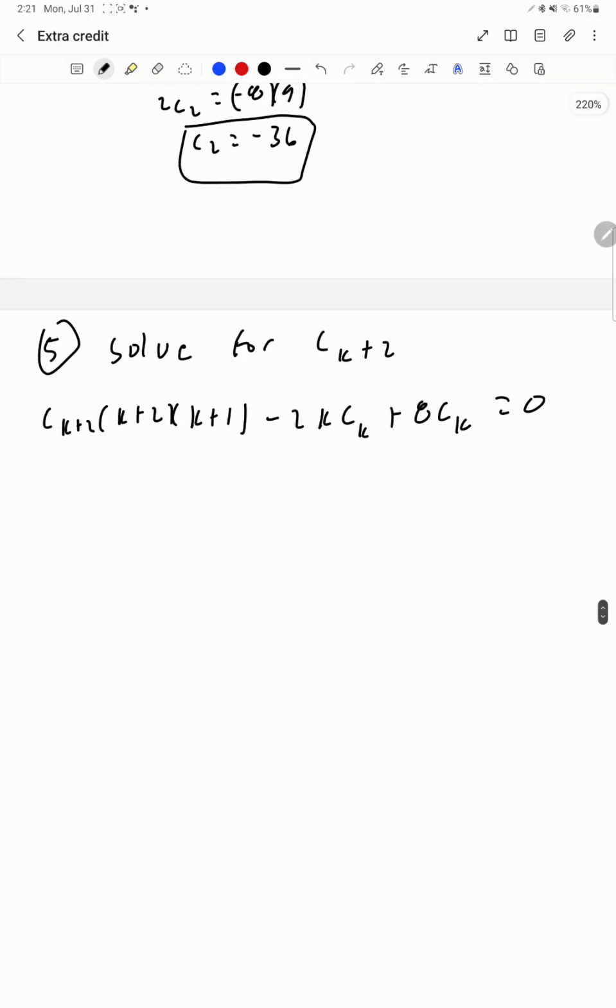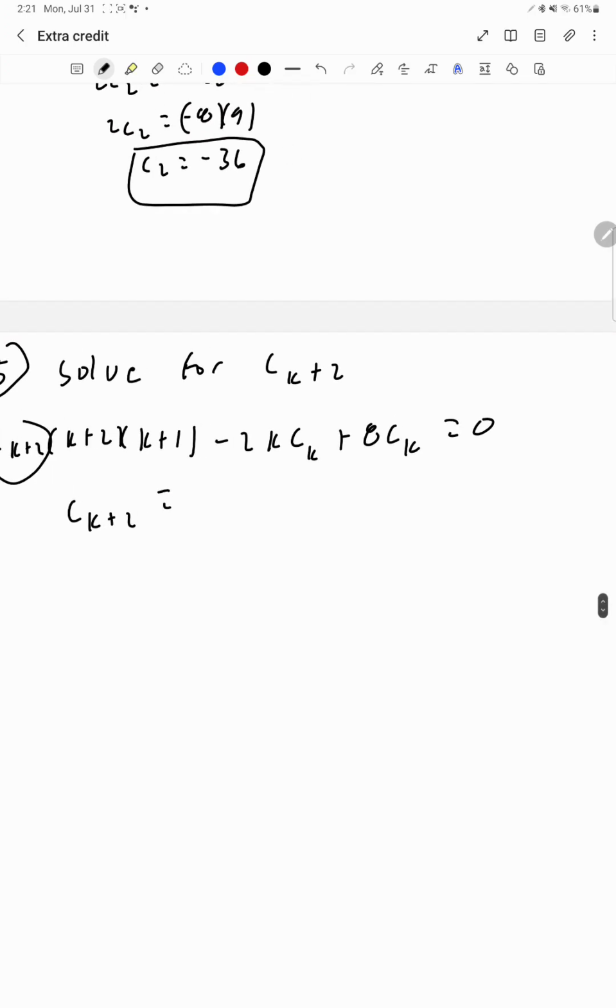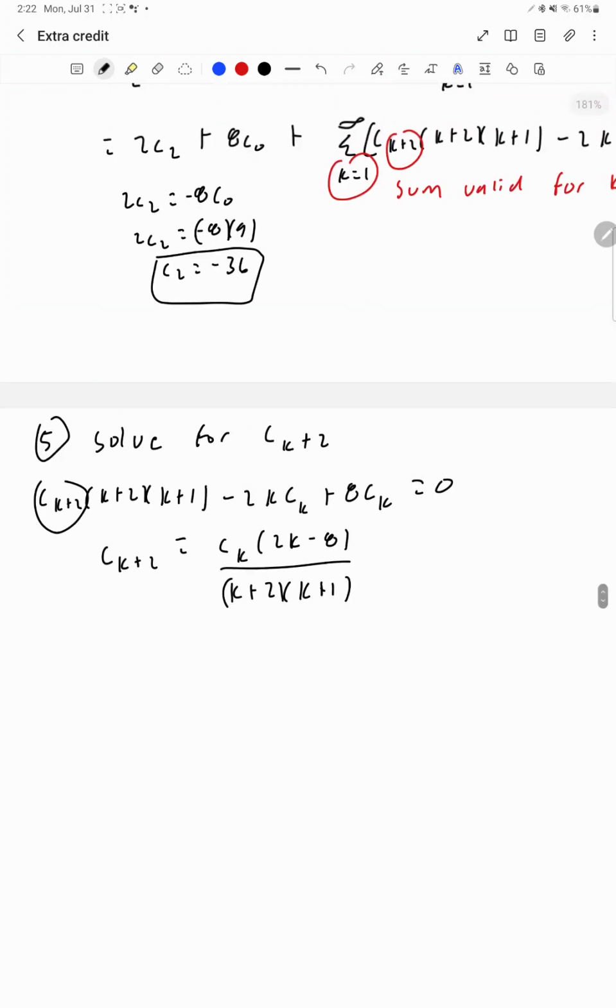Okay, and then we're going to isolate c of k plus 2. So c of k plus 2 equals, we're just going to factor out the ck here, and that's going to become ck minus 8. And then you take this whole thing and move it over to the right side, k plus 1.